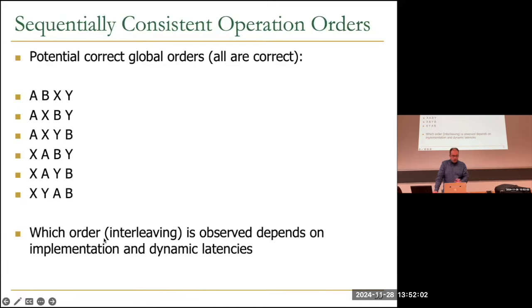Okay, so which order, also called interleaving, is observed depends on the implementation and dynamic latencies. There are a lot of dynamic latencies that you can imagine when you want to access your memory. You have the interconnection network, you have the memory controller. The memory controller has scheduling, queuing. So there might be a lot of different orders that can happen. But the important part is that each order is consistent across all the processors.